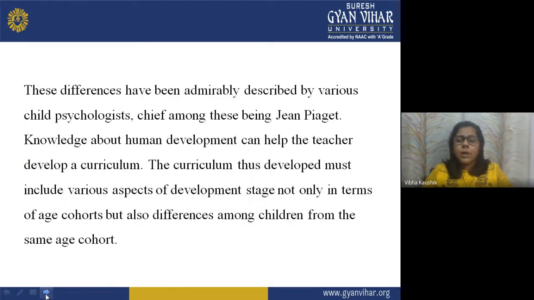Chief among these being Jean Piaget, who has worked on that. Knowledge about human development can help the teacher to develop a curriculum. What are the stages of growth and development? How a child develops? All the knowledge related to the development of the child helps the teacher to develop a curriculum. The curriculum thus developed must include various aspects of development stages. Means when we are developing the curriculum, when the curriculum makers are designing the curriculum, they must include various aspects of development stage, not only in terms of age cohort, but also differences among children from the same age cohort.